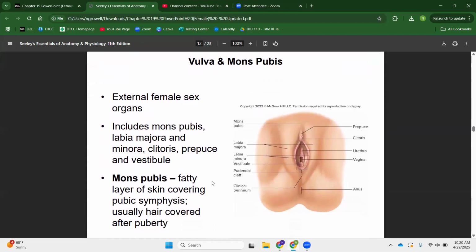Okay, the vulva and the mons pubis are all considered external female sex organs. And so the mons pubis is this fatty layer of skin. It covers up the pubic symphysis. So the joint where both halves of the pelvis meet is the pubic symphysis. And typically, this is an area that will have hair growth after puberty.